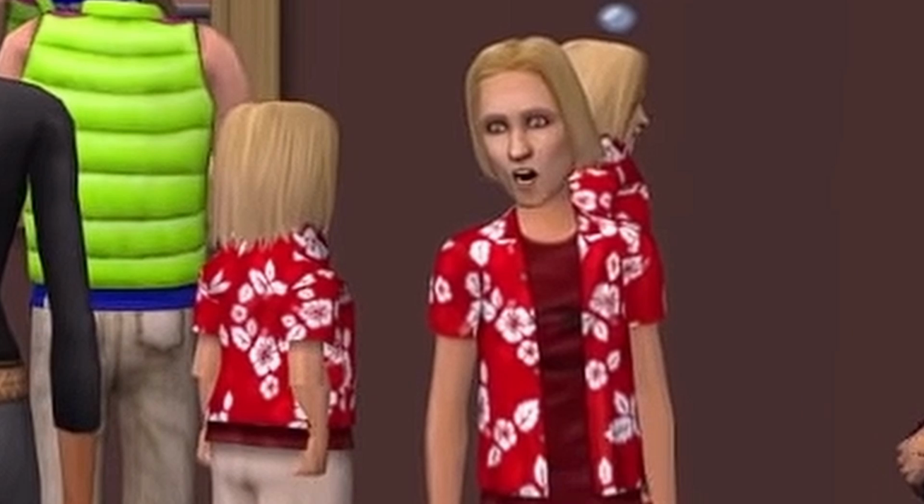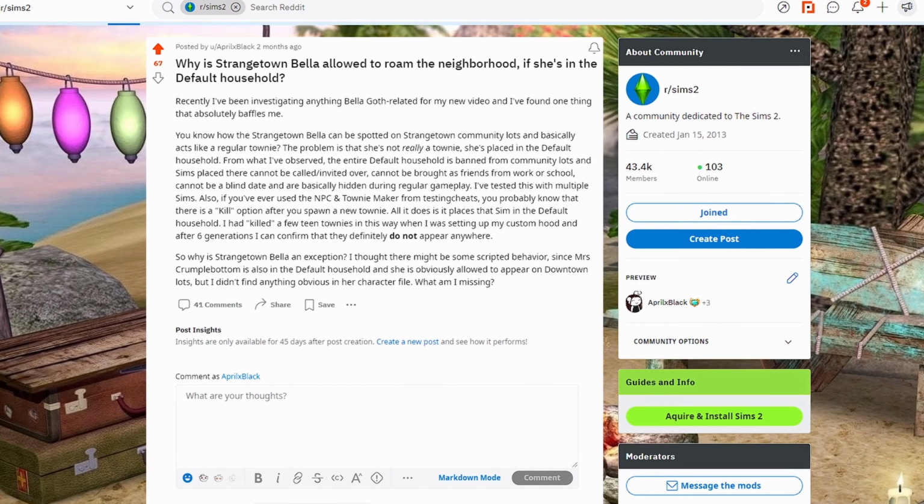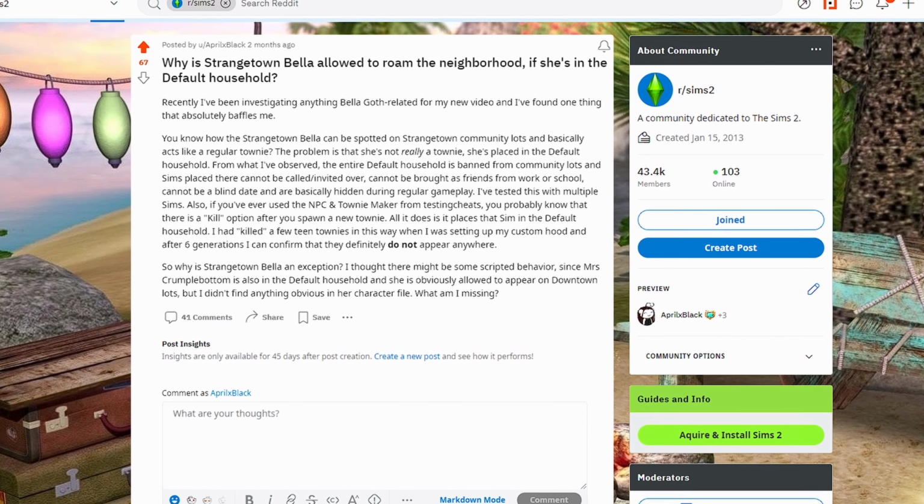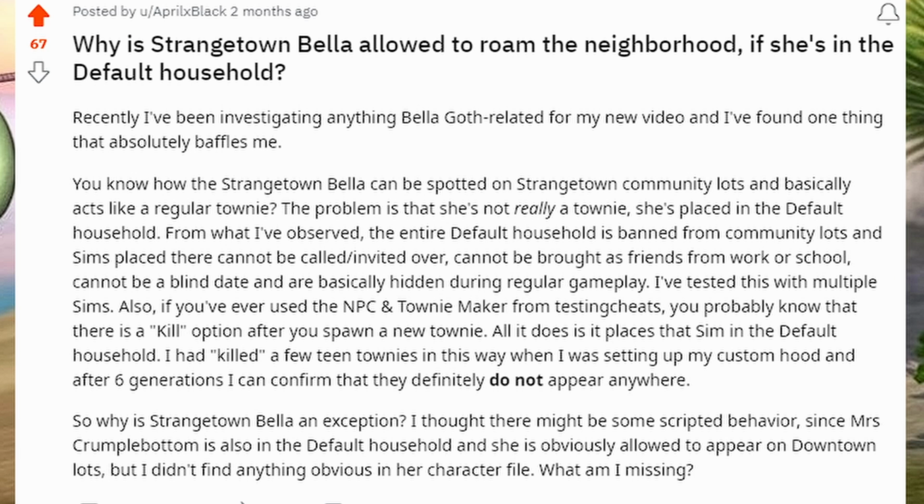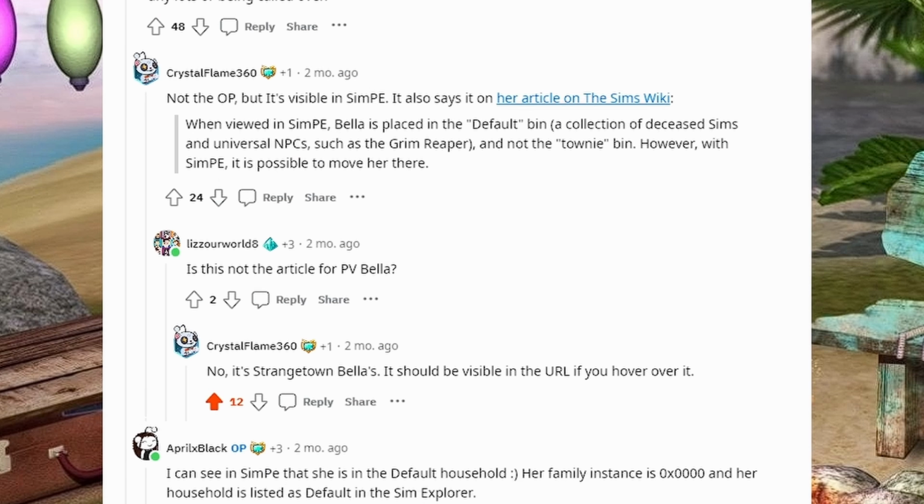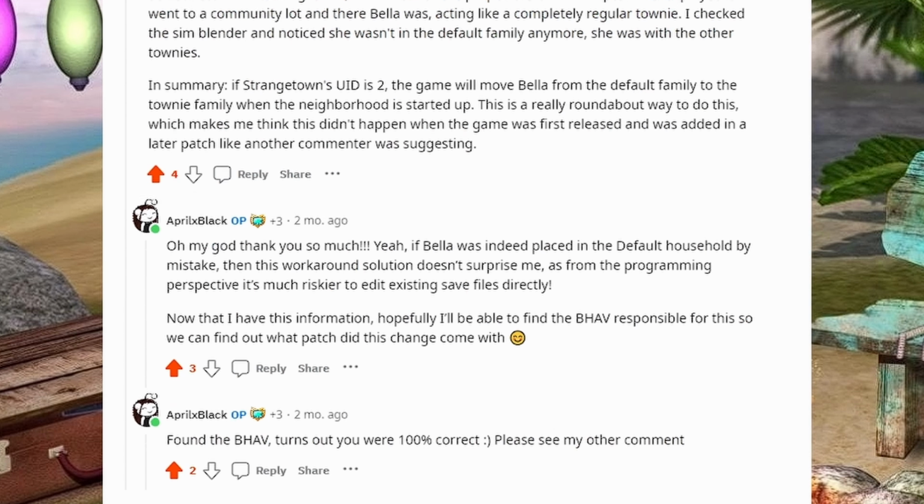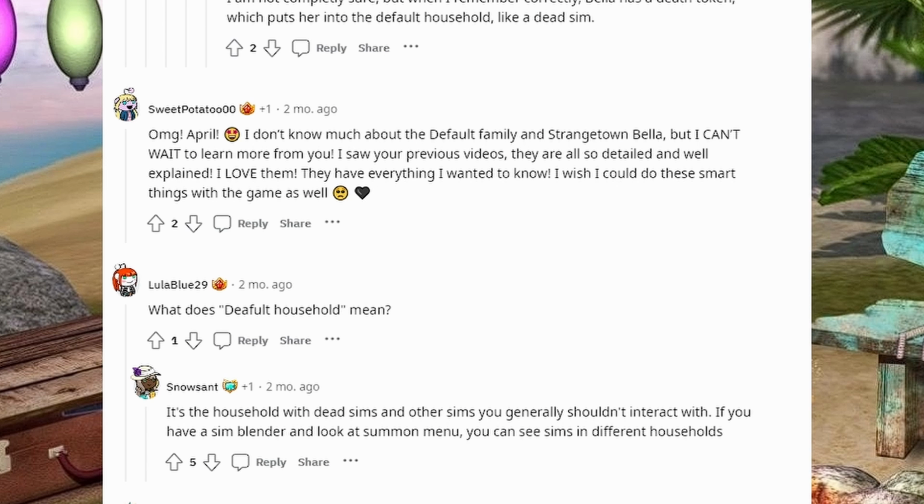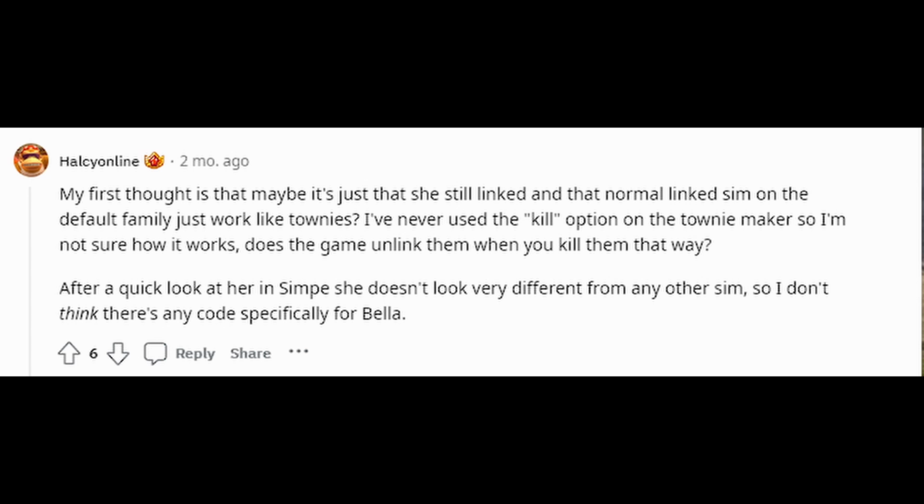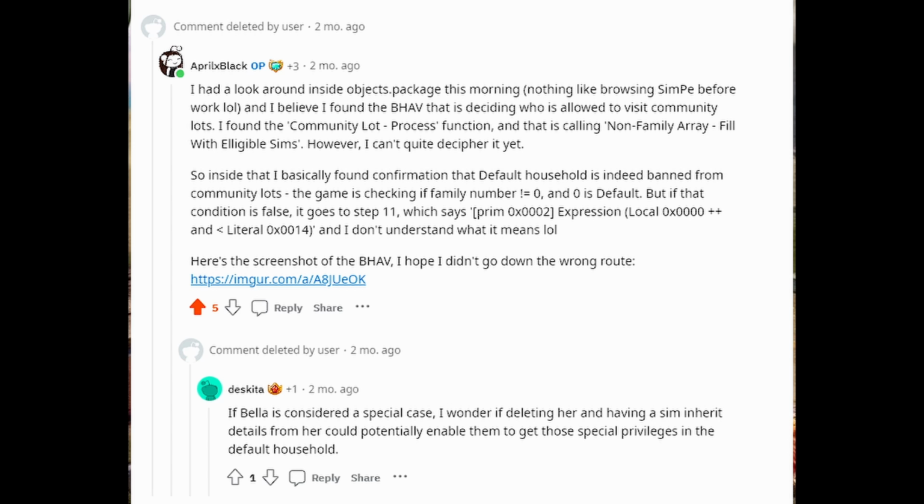So, what the hell? I decided that it's time to consult Reddit because I couldn't figure it out on my own. I've detailed all of my findings and I've got lots of replies. People were genuinely helpful and we had some nice brainstorming sessions going on. Initially, I had a look at Strangetown Bella's sim description and character file, but didn't find anything out of the ordinary, and neither have other people. We have examined the behavior functions responsible for populating community lots to confirm that the default household is definitely banned and there's no exceptions for any Bellas.